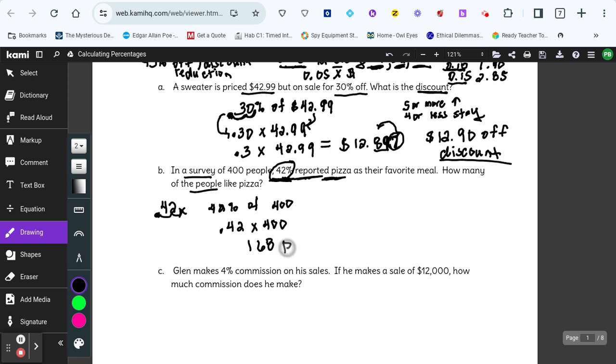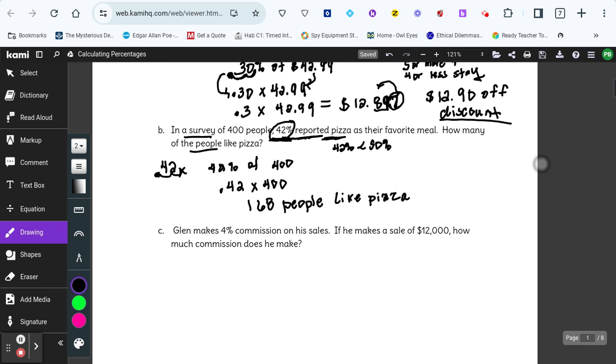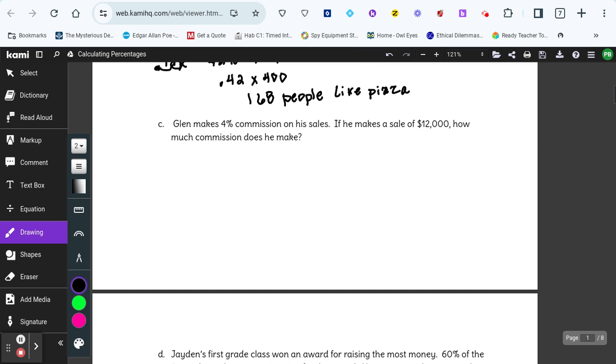Okay, 168 people that were surveyed like pizza. I knew this would be close to what half is. 50% of 400 is 200 people, which means half of 400 is 200, but 42% is a little less than 50%. So I knew that this number was going to be less than 200, okay? Just estimate off the top. But this is what we want.